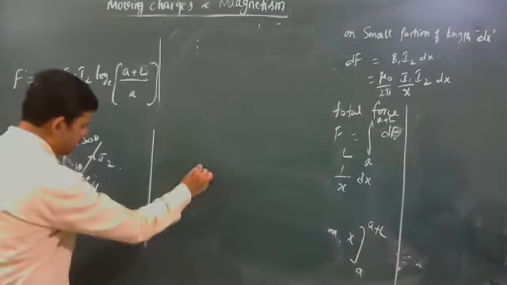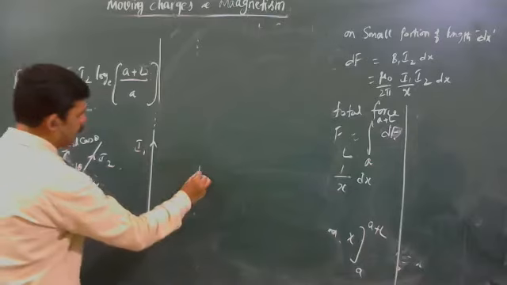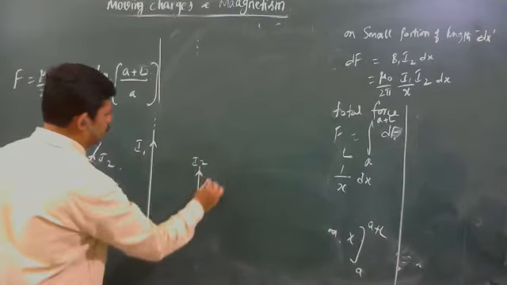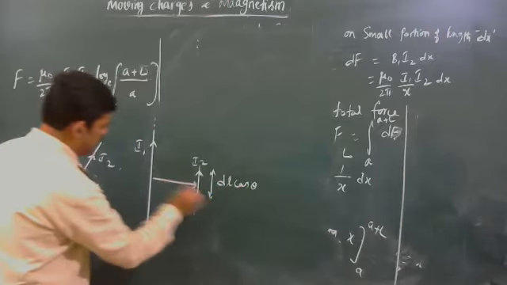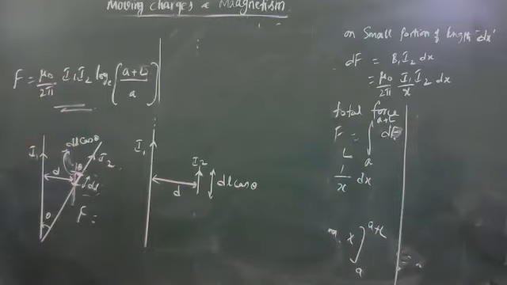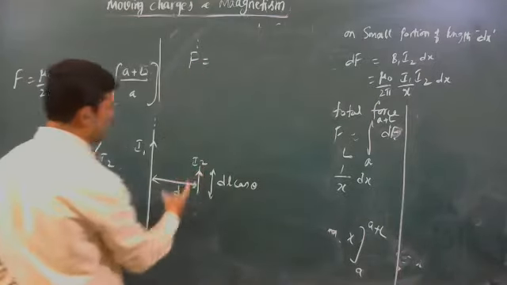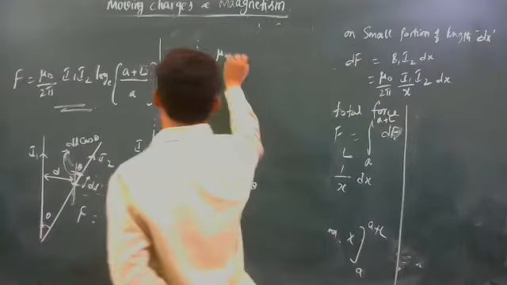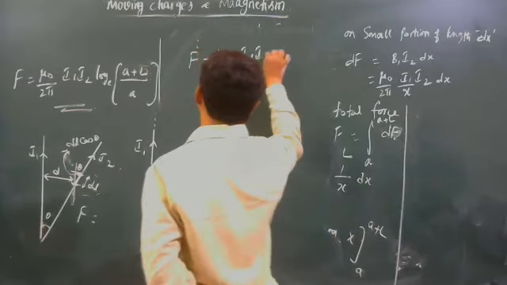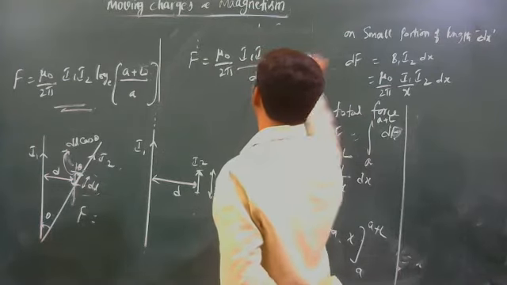a conductor with current I1, and here is one conductor whose length is dl cos theta, separated by a distance d. Then what is the force acting on this small element? Mu naught by 2 pi I1 I2 by d into dl cos theta.